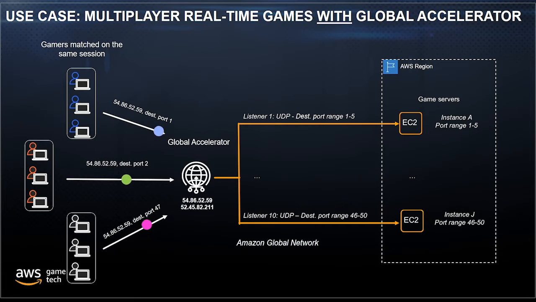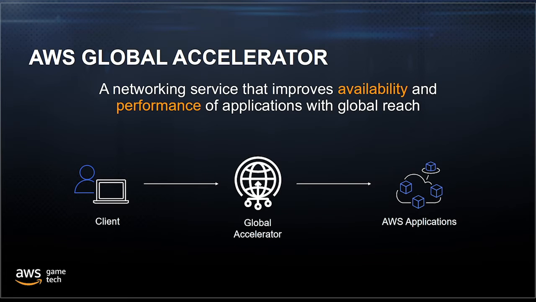With Global Accelerator, all the players' traffic goes to the nearest edge location where it goes on to the Amazon global network. And then it is routed to that EC2 instance where your game server is actually running. So Global Accelerator is a networking service, and it improves the availability and performance of your applications.